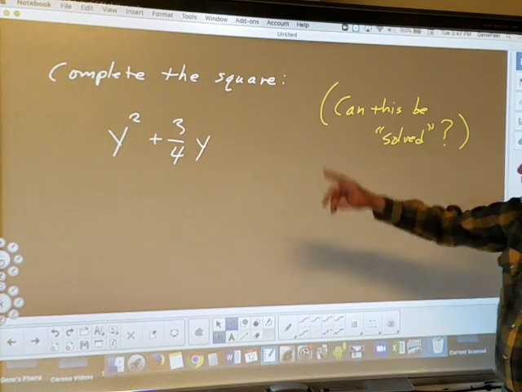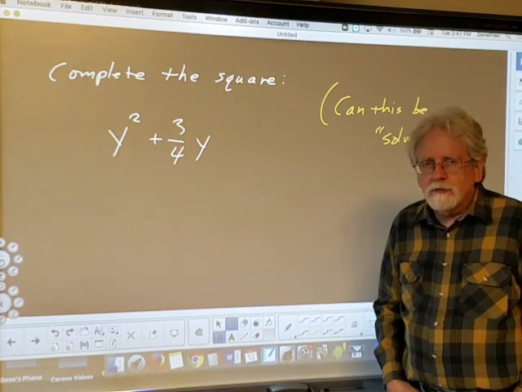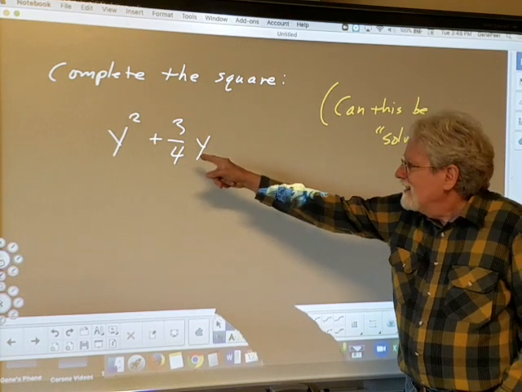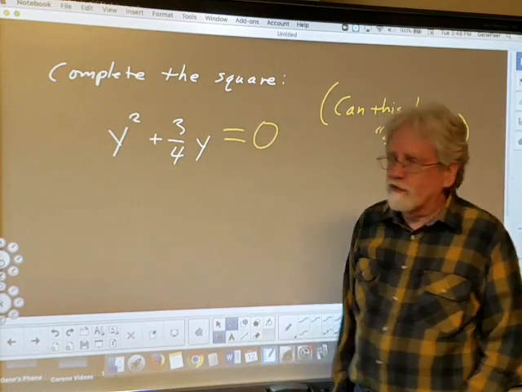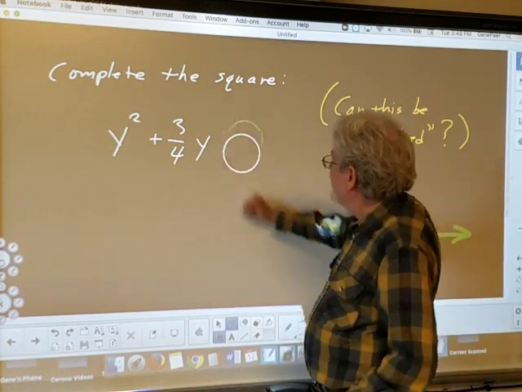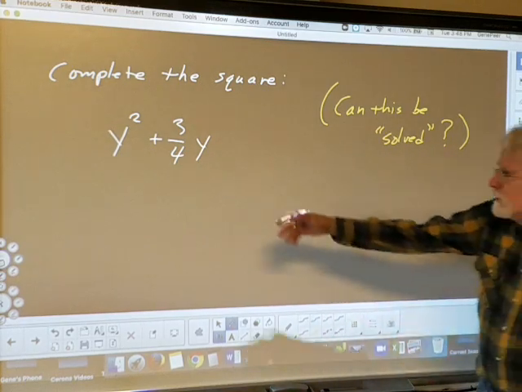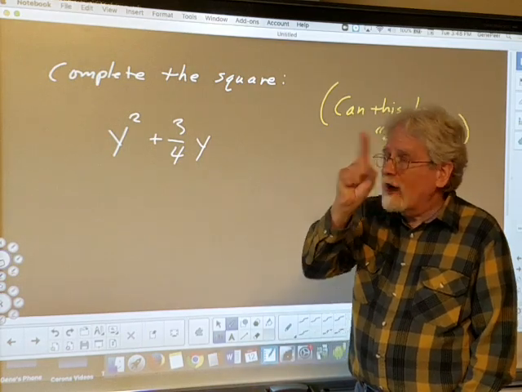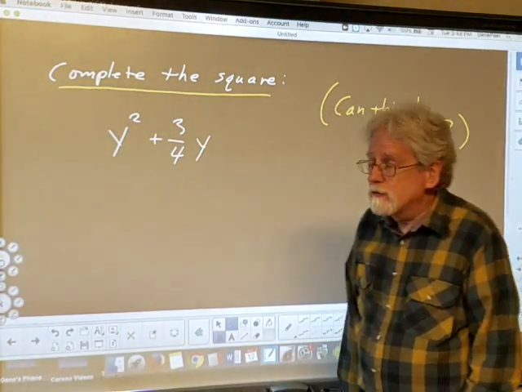All right, this guy, let's complete the square. By the way, can we solve this? Oh, sure we can. No, we can't. This cannot be solved. Why not? It's not an equation. Only equations can be solved. This is not an equation. There's nothing here to solve. There's not even anything here we can simplify. But because we're practicing, we can complete the square.